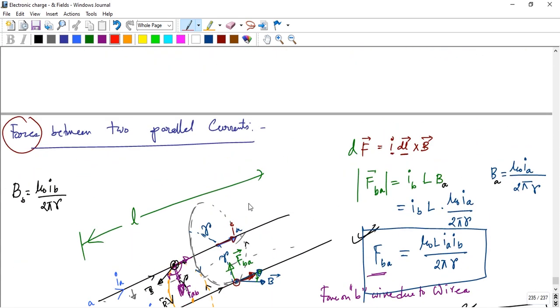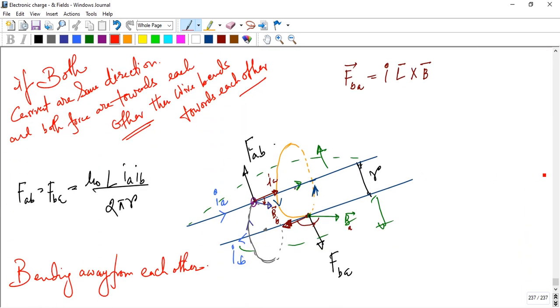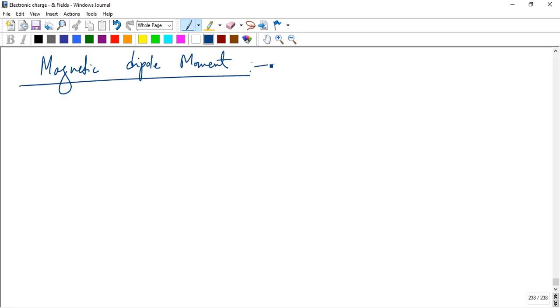Okay, that's the force between two parallel currents. Now we discuss another concept called the magnetic dipole moment. So, heading: magnetic dipole moment. In the discussion of the magnetic dipole moment, we recall some concepts, torque on a current loop.